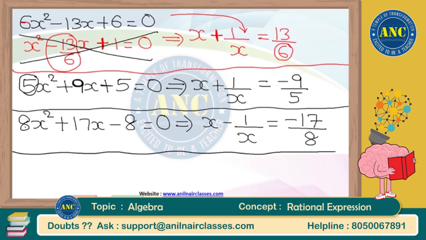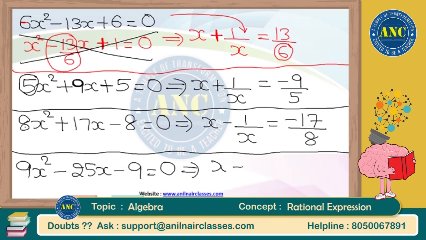One last explanation. Suppose I actually wanted you to tell this: 9x square minus 25x minus 9 is equal to 0. Tell me. So this is x minus 1 by x format. So minus 25 comes to the right hand side, plus 25. 9 comes to the right hand side, divided by 9. x minus 1 by x is 25 by 9.